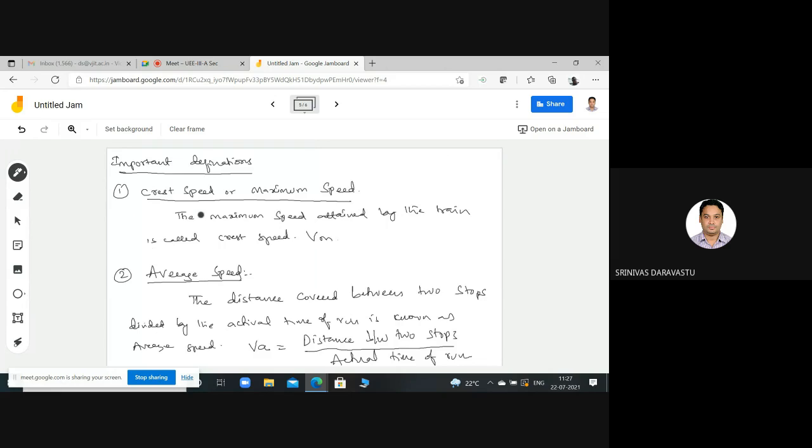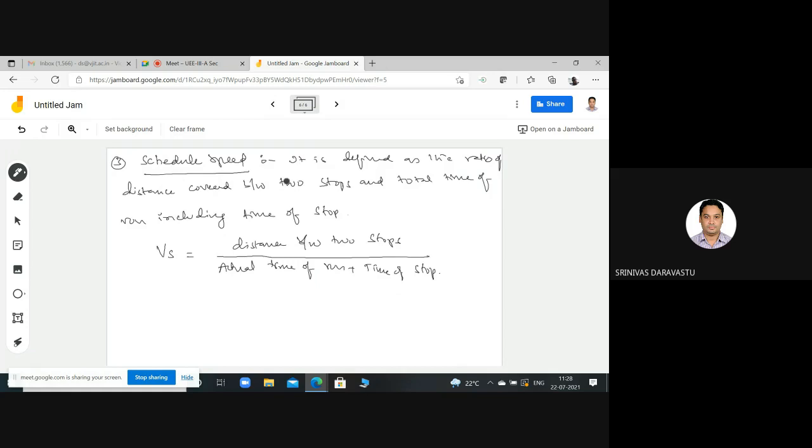So first one is crest speed or maximum speed. The maximum speed attained by the train is called crest speed and it is denoted with Vm. And second one is average speed. Average speed is defined as the distance covered between the two stops divided by the actual time of run, and it is represented with VA. VA equals distance between the two stops by actual time of run.